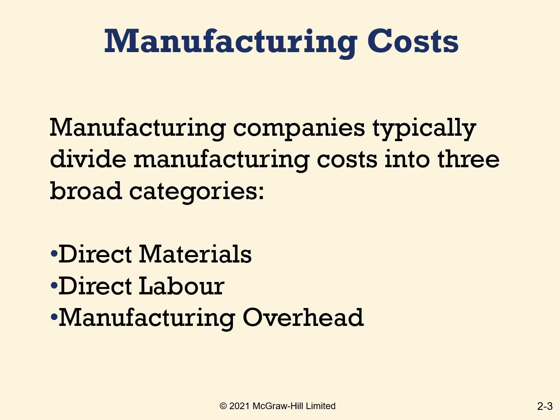So, manufacturing costs. Manufacturing companies typically divide manufacturing costs into 3 broad categories. We'll touch on all of them in the next few slides, but they include direct materials, direct labor, and manufacturing overhead. An example of a manufacturing company is just any company that makes their own goods.